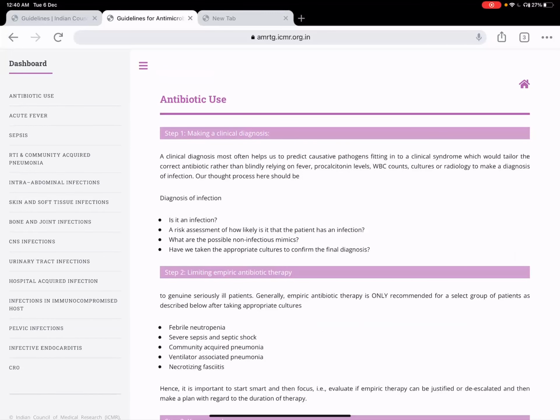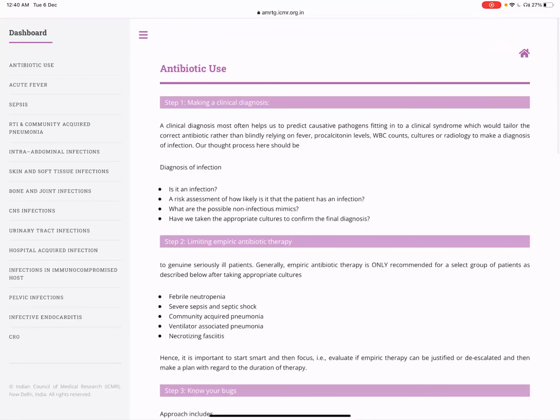First thing is make a clinical diagnosis. The question is: is it an infection or not? Because all fever is not infection. It could be a drug-induced fever also. So is the fever an infection? That is the first question.